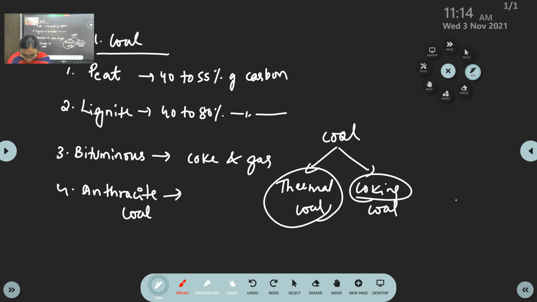Next, the rest of the coal is found in Chhattisgarh, West Bengal, and Madhya Pradesh. Problems of Indian coal. This question also has been asked. Problems of Indian coal.